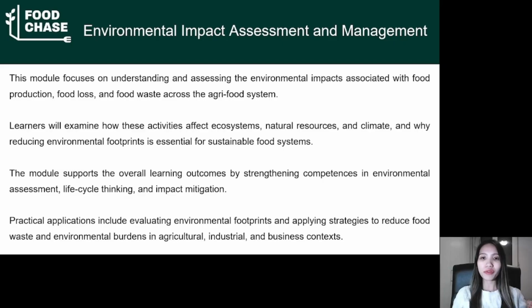The module will help you strengthen competence in environmental assessment, life cycle thinking, and impact mitigation. The practical applications include evaluating environmental footprints and applying strategies to reduce food waste and environmental burden in agricultural, industrial, and business contexts.